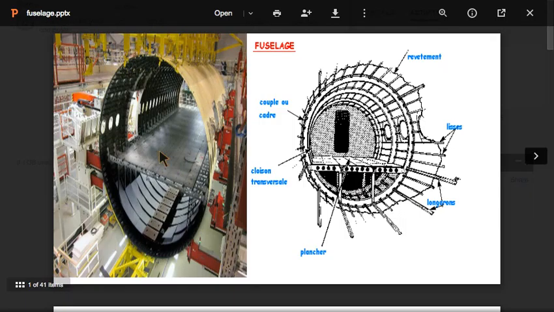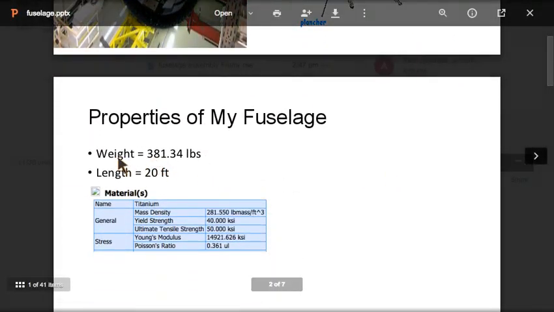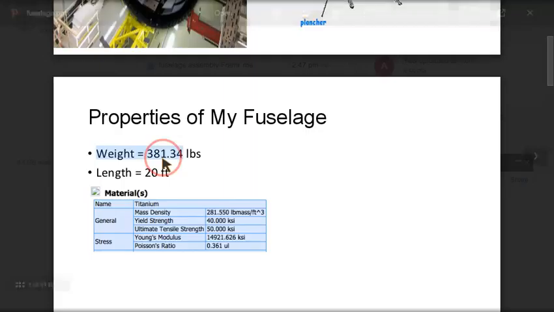Now, mine's a simplification. There's no windows or doors, which makes mine more simple than what it would be in real life. Some properties of my fuselage to begin with before you see it is that the weight is 381 pounds, which is over the expected, which is supposed to be 300 pounds. I could have fixed this by changing the length. I just ran out of time, and I know this is late, so you want it now.